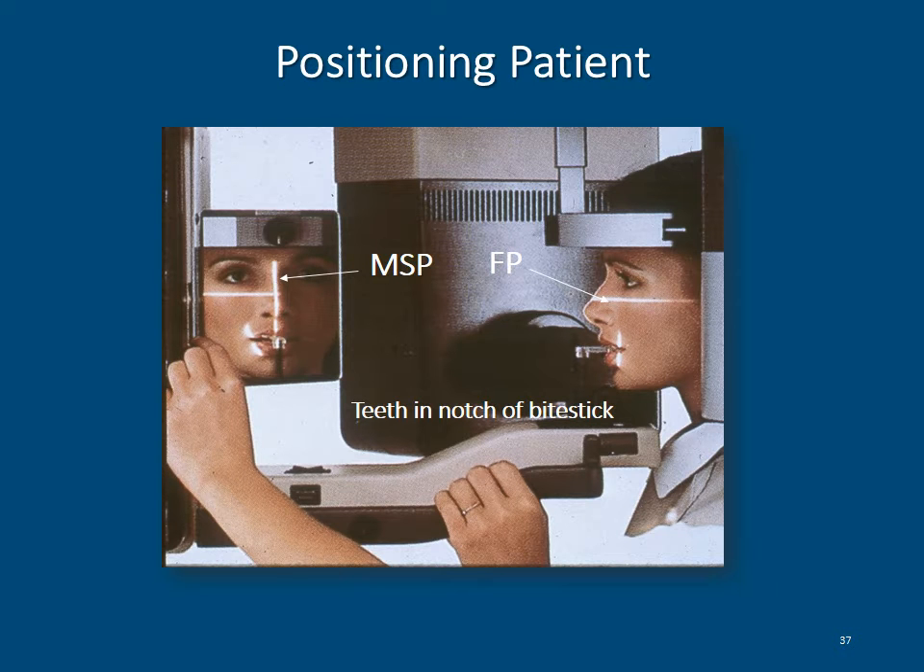Pay close attention in this image how the Frankfurt plane, illustrated as FP, creates a lighted line that is parallel to the floor. It comes across underneath the eye and across the top of the tip of the nose and all the way to the ear. Also, the MSP is a mid-sagittal plane, which splits the patient's face into a right and left half. That again is perpendicular to the floor. In this image, you will note that the teeth are in a notch in the bite stick, which secures the position of the jaw.